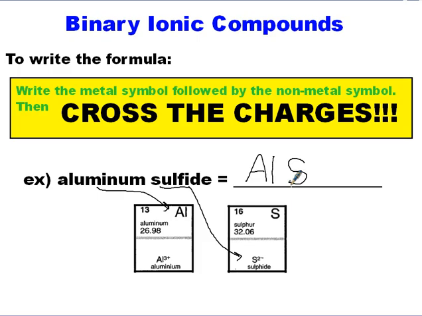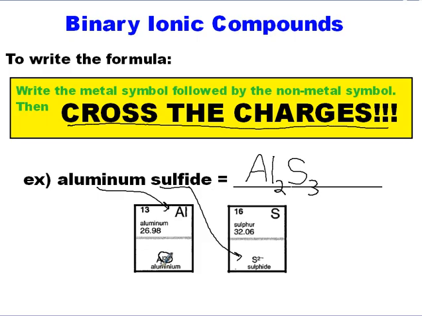Now what I need to do is go through and take a look at those charges. I have to cross the charges. This is so important when I'm writing the formulas for binary ionic compounds. So what I'm going to do is look at the charge on aluminum. It is a 3. I'm going to take that 3 and I'm going to cross it over to the sulfur. And I'm going to take the 2, which was on the sulfur, and I'm going to put it over on the aluminum. You see the sharing? It's so nice. So aluminum sulfide, Al2S3.